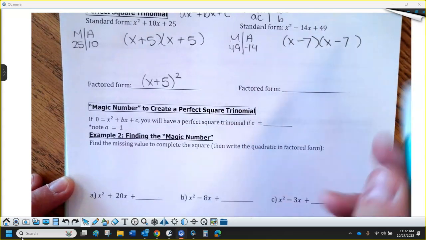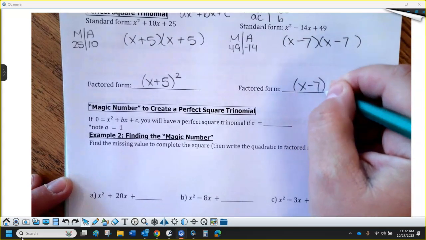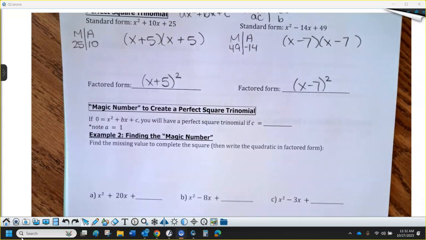Yes, they're both negative 7. All right, and so if they're identical, that is the little thing that allows us to write it as just that one set of parentheses, and it's squared because you have 2 of them. And that's going to be the entire purpose of this.